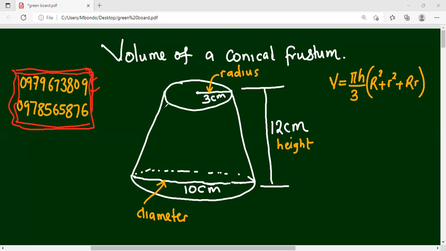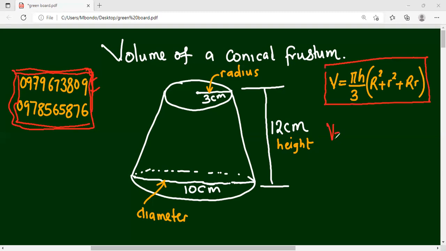Okay, so back to the question. How do we handle this question? All right, so you need to understand this is the formula that we are going to use.